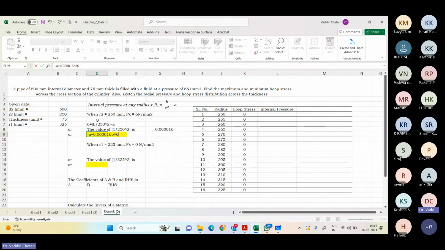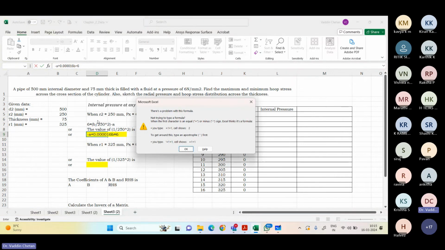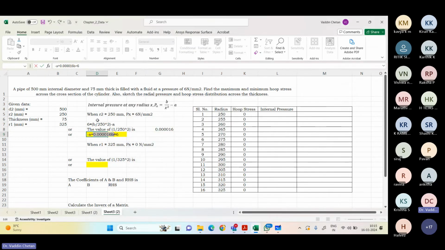But when you type this and enter it, Excel will show you an error, stating that when the first character is an equal or minus sign, Excel thinks that it is a formula. I need to tell it that it is text. So for that, I can go with a single apostrophe, and it will treat it as text. This is my equation number 1.